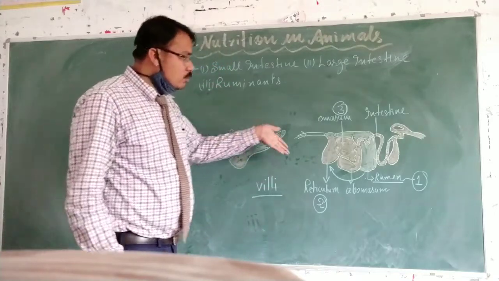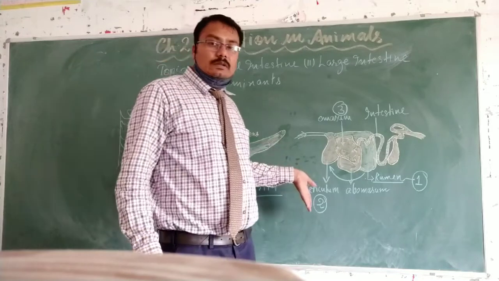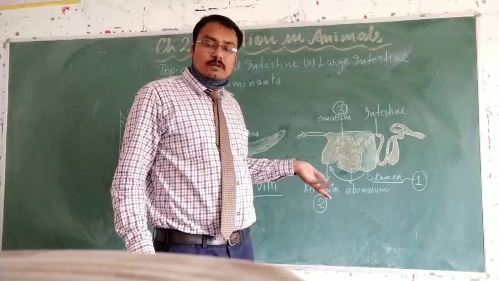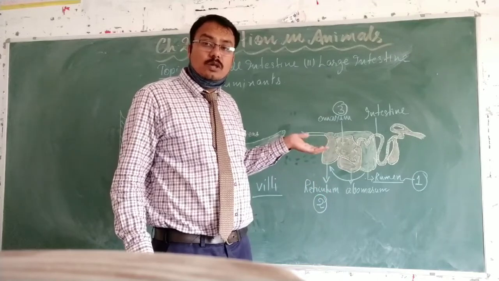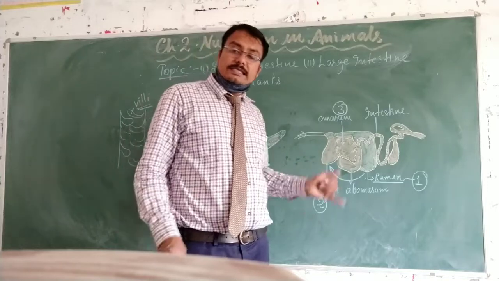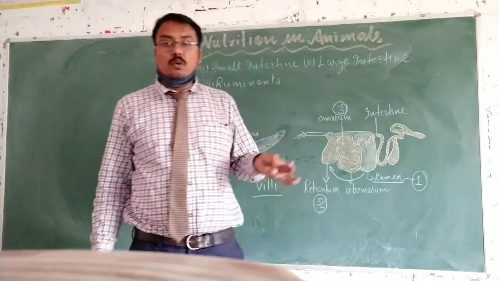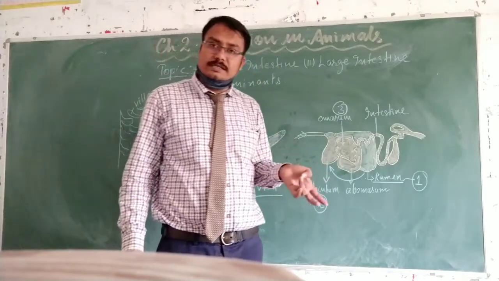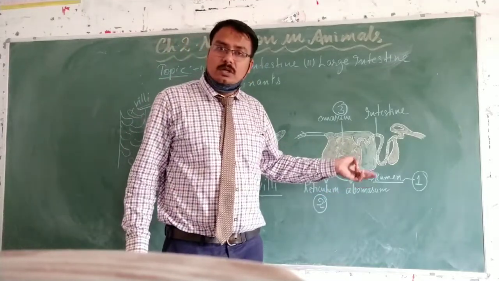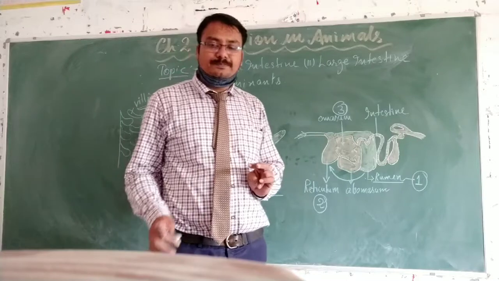Next I have explained about creatures that chew their swallowed food again, which is called chewing the cud, and such creatures are called ruminants. Examples: sheep, cow, goat, buffalo, horse, etc. And I have also explained the chambers just now. Hope you have understood, students.